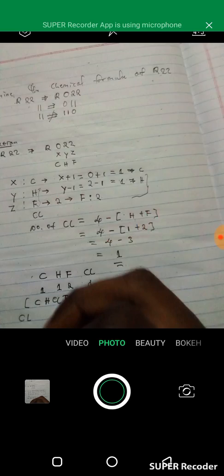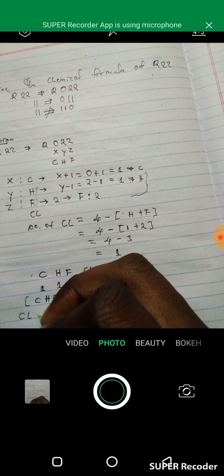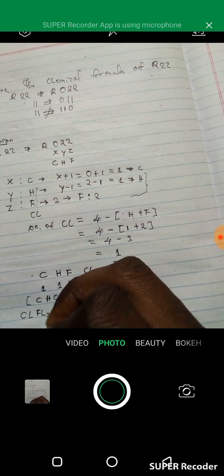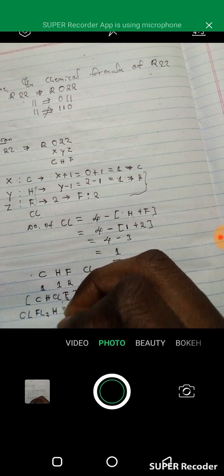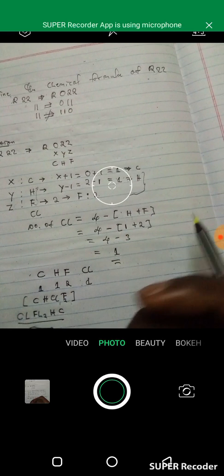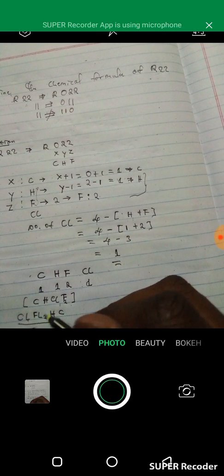Fluoro, difluoro, hydrocarbon. This is how it's supposed to be, with the name something like chloro, difluoro, hydro. Basically, that is how you do this.